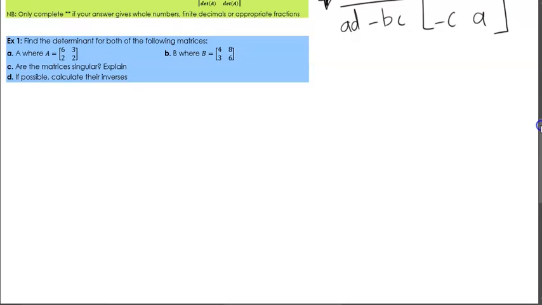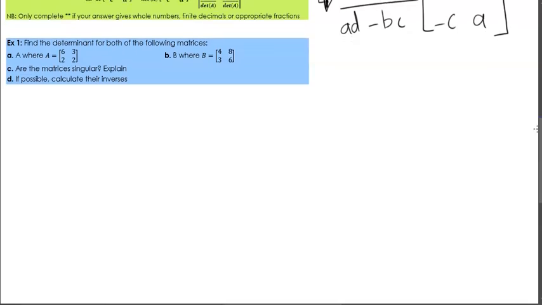We're going to find the determinant for both of the following matrices, for A and for B. We're going to see if the matrices are singular, and we're going to explain why. And then, if possible, we're going to see if we can calculate the inverse based on if the matrix is singular or not. Okie dokie, how do we tackle this? So matrix A, in the first example, is 6, 3, 2, 2.